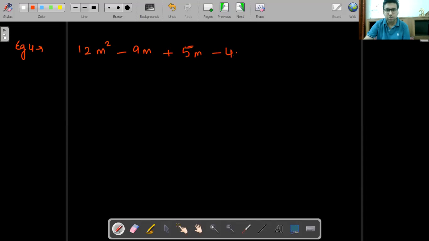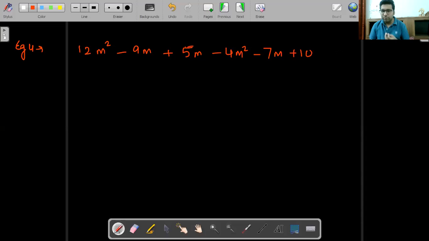It is saying collect like terms and simplify the expression. Try to understand. Collect like terms and simplify the expression. So what do we have in the example? 12m square minus 9m plus 5m minus 4m square minus 7m plus 10.